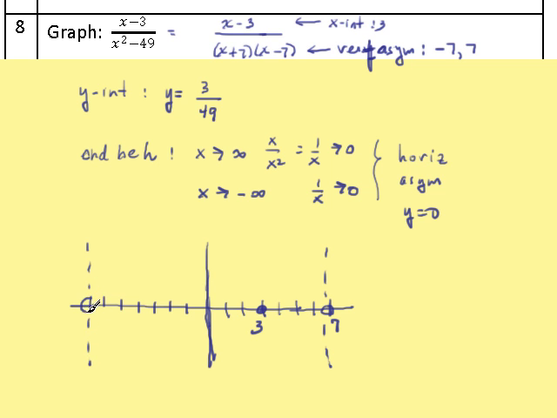I'll put an open circle there. Y-intercept 3 over 49 is just a little bit above 0. Okay, horizontal asymptote here. Maybe I'll just put it at the x-axis. So this is the horizontal asymptote, so I'll put a dotted line on top of it. Okay, so the graph is going to level off either this way or this way, and on the other side, this way or this way.